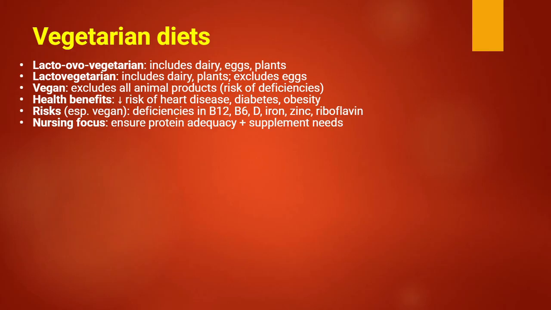However, nutrient deficiencies are a concern, especially for vegans. Without animal products, vegans may lack adequate amounts of vitamin B12, vitamin B6, vitamin D, iron, zinc, and riboflavin. B12 in particular is only naturally found in animal products, so vegans need fortified foods or supplements. Protein adequacy is another concern, but it can be met by combining plant foods such as legumes, grains, nuts, and seeds. As nurses, it is important to ask vegetarian or vegan patients how they meet their protein and vitamin needs.